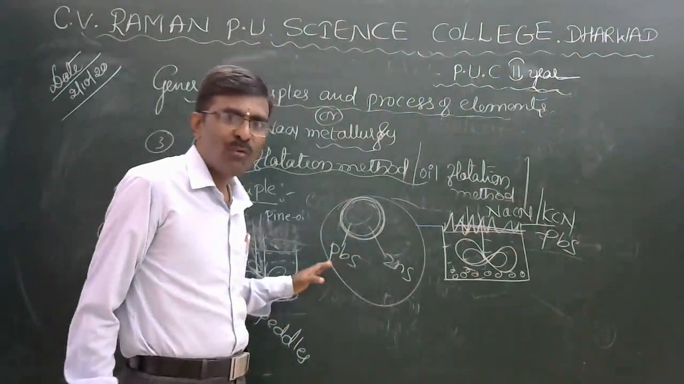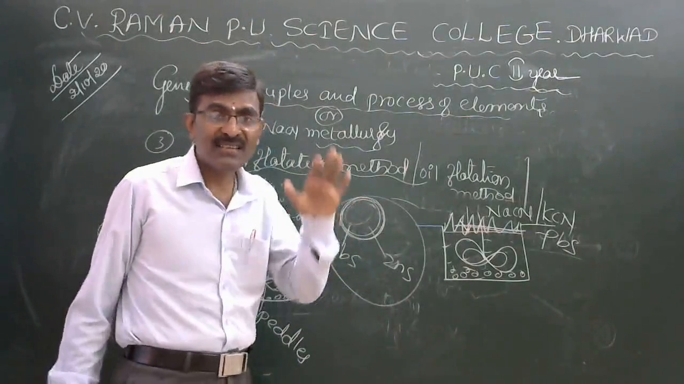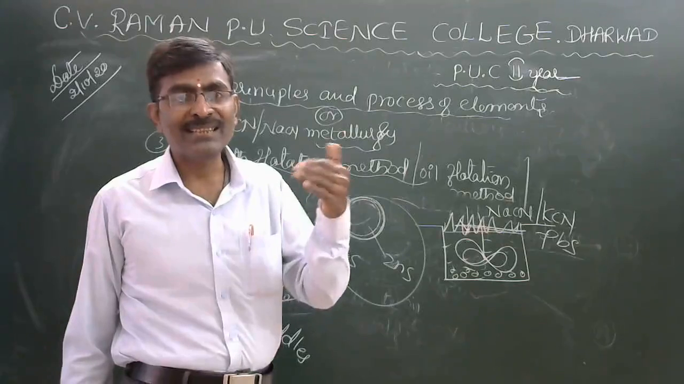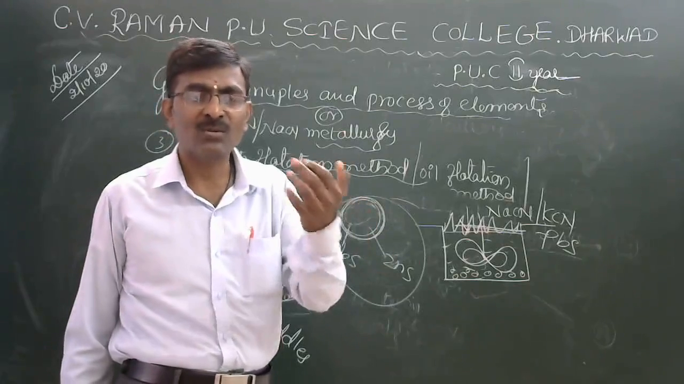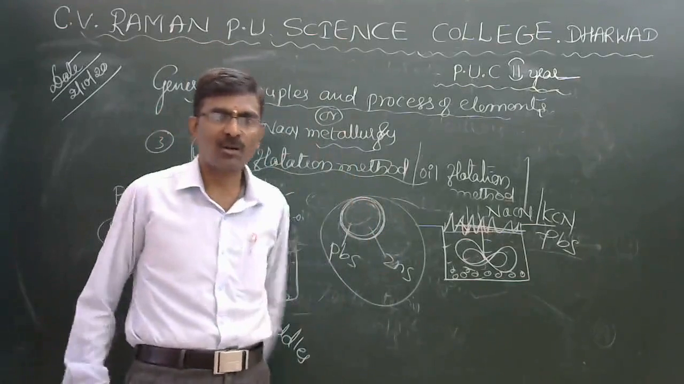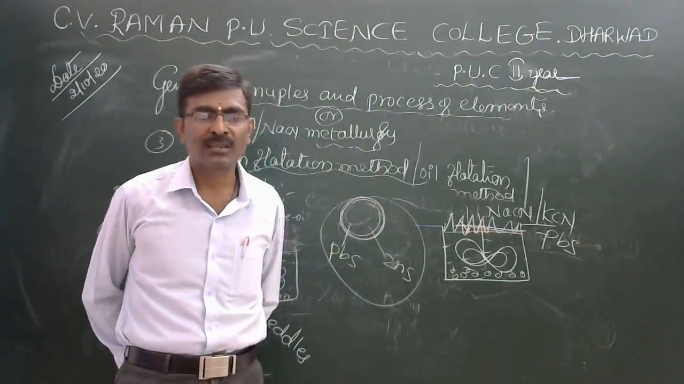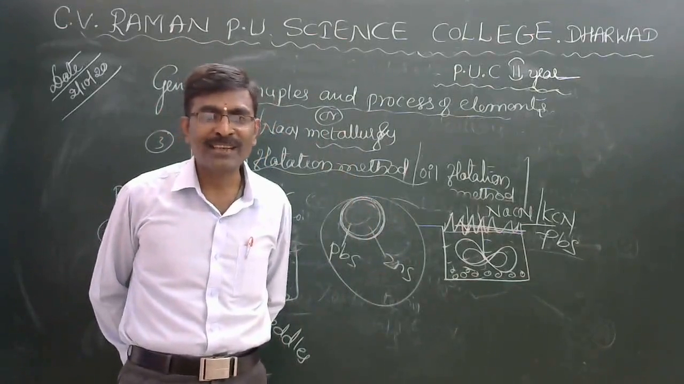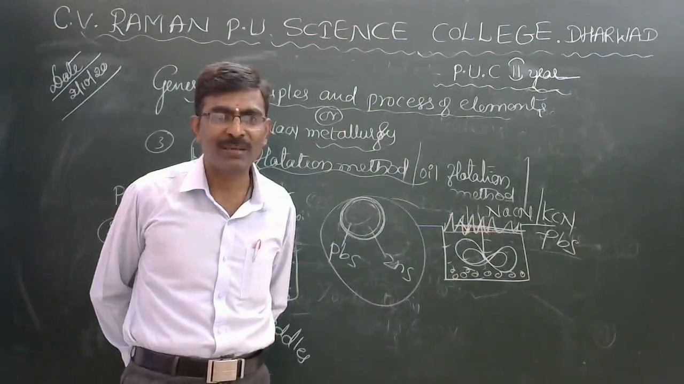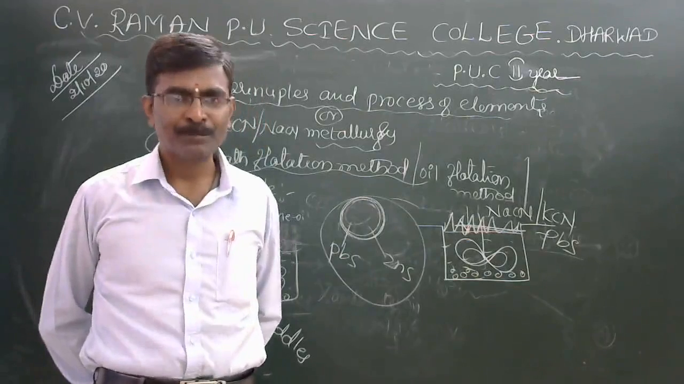About the froth flotation method, the depressing agent is sometimes sodium cyanide or potassium cyanide. Depressing agent, xanthate oil, they are used for this process. Which ore can be extracted in this general principle and isolation of elements? That goes only to the froth flotation method.